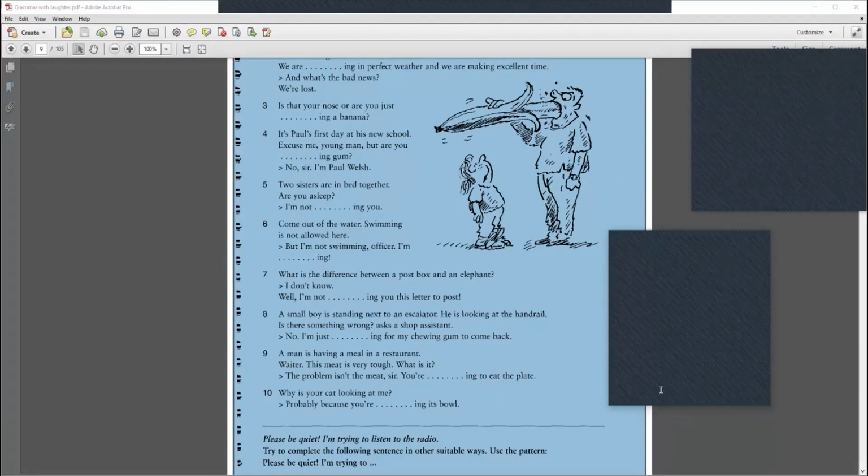Number 10. Looking, teacher. Looking. Who else? No more idea? Okay, I put looking here.